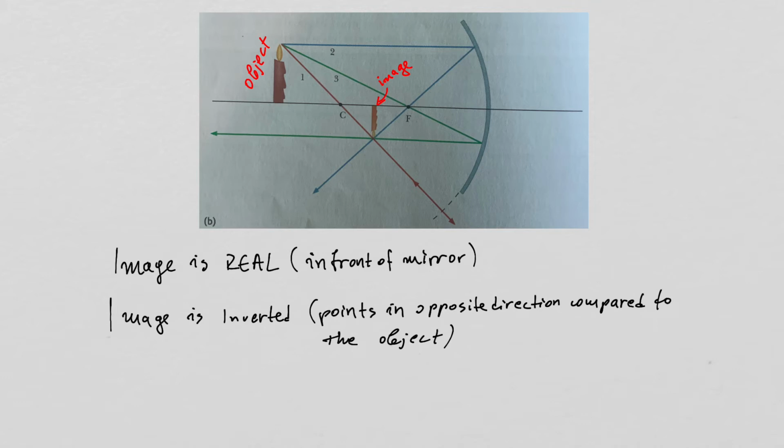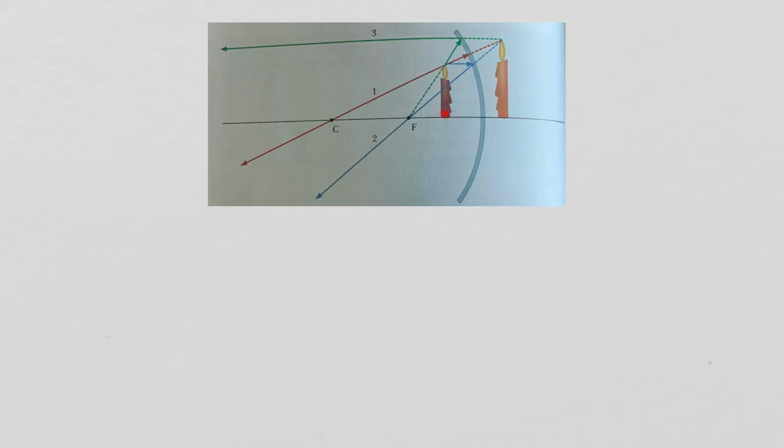Changing the position of the object in front of the mirror will also change the position of the image formed by the mirror. So, for example, I can place my object between the focal point of the mirror and the mirror. And then I can use again my 3 specific light rays to form the image of this object. So light ray number 1 is the one that propagates along the radius of the mirror. So it's going to reflect from the mirror and go back the way it came from, passing through the center of the curvature of the mirror.